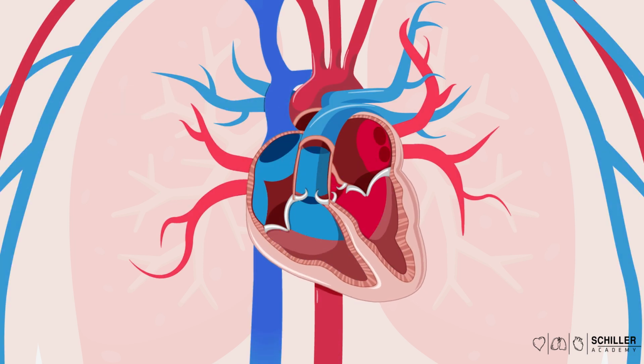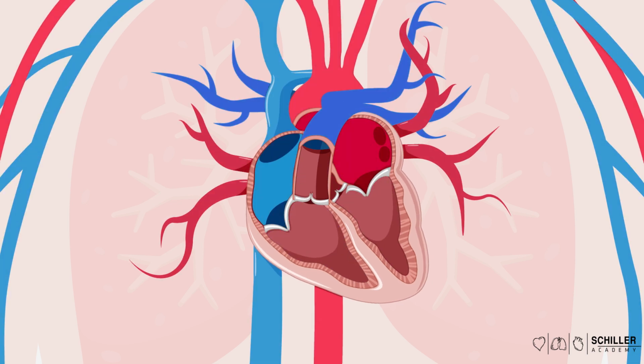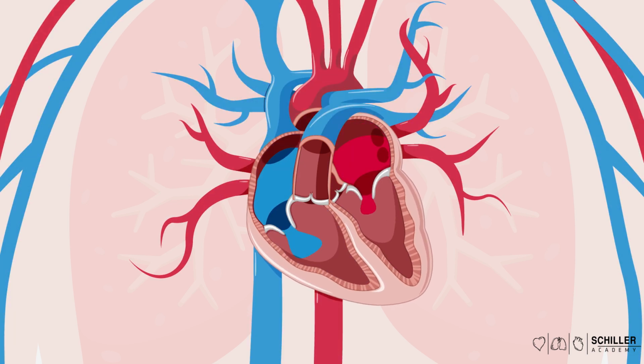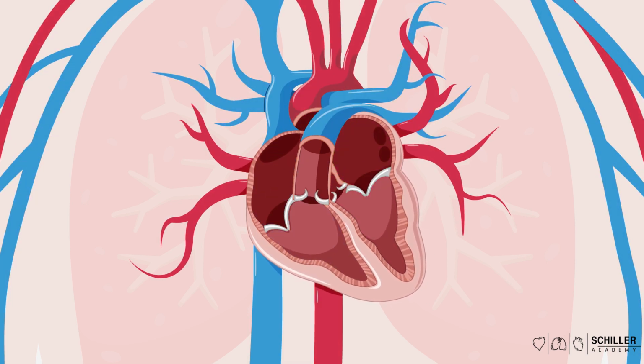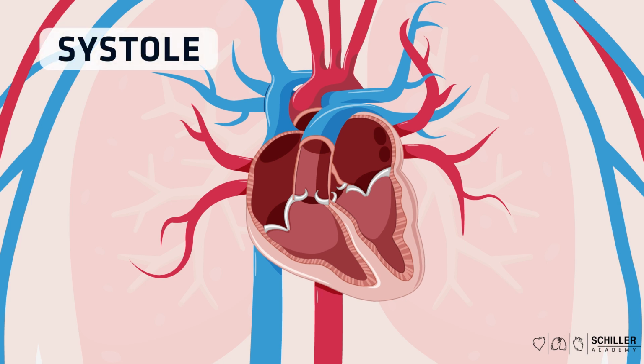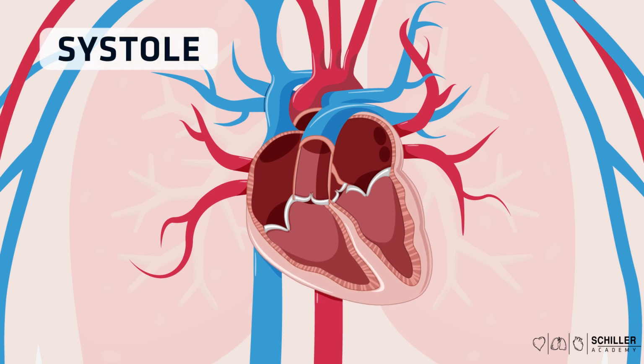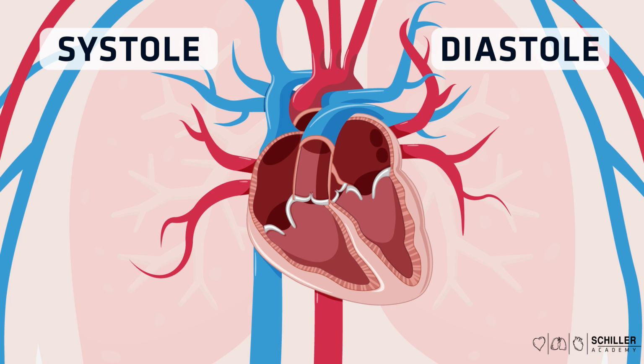With each heartbeat, occurring approximately once per second, the heart alternates between contracting and relaxing. The contraction phase is known as systole. The relaxation phase is referred to as diastole.